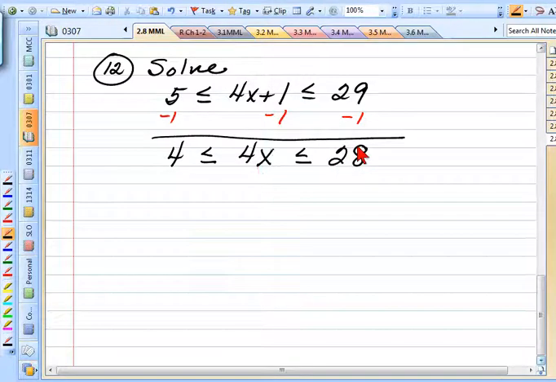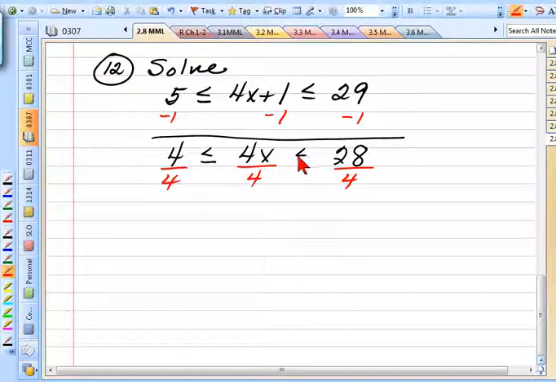Now, what do you do to get x all alone? Now I'm going to divide by 4. Divide by 4, 4, and 4. All right. I have 1 is less than or equal to x, which is less than or equal to 7.